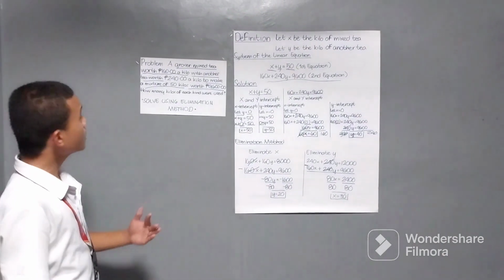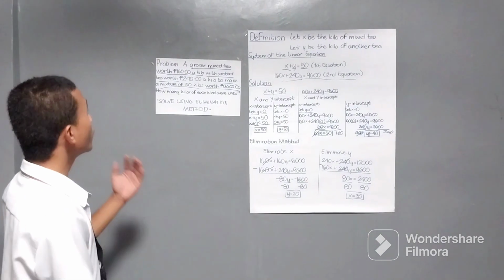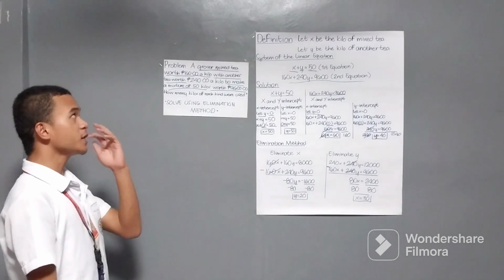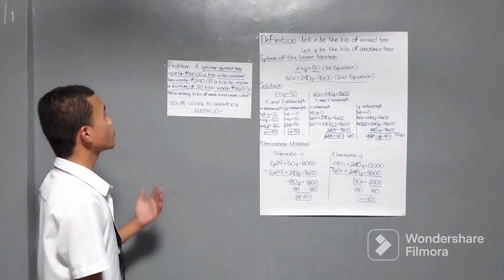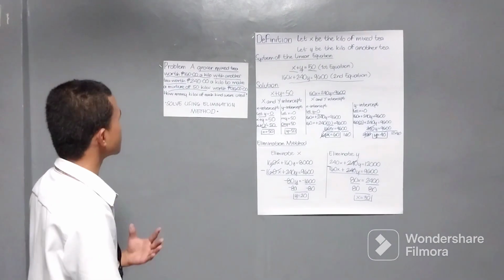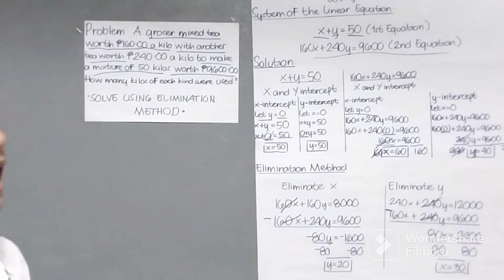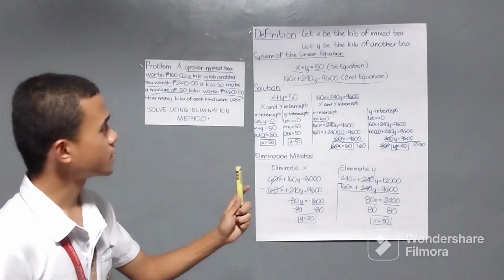Now we have a problem here. It's stated that a grocer mixed tea worth 160 pesos a kilo with another tea worth 200 pesos a kilo to make a mixture of 50 kilos worth 9,600 pesos. How many kilos of each kind were used? Now we're asked for the kilos of each kind that were used.